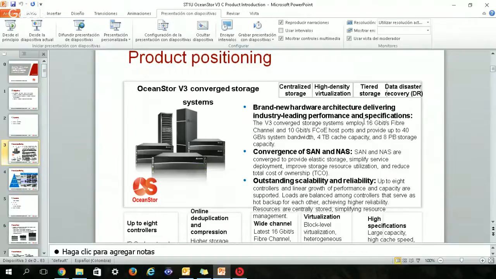So, a brand new hardware architecture delivering industry leading performance and specifications. This version 3 convergent storage system employs 16 gigabit fiber channel and 10 gigabit fiber channel over Ethernet host ports and provides 40 gigabyte system bandwidth. That's a lot. And 4 terabytes cache capacity and 8 petabytes storage capacity. This is just information to better understand that this product is really leading in the industry.